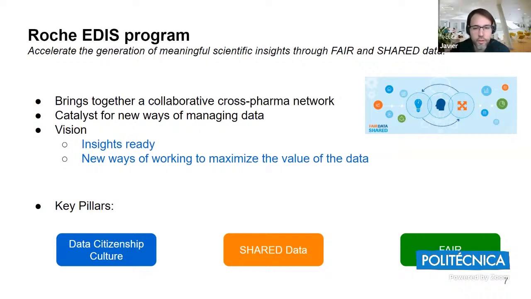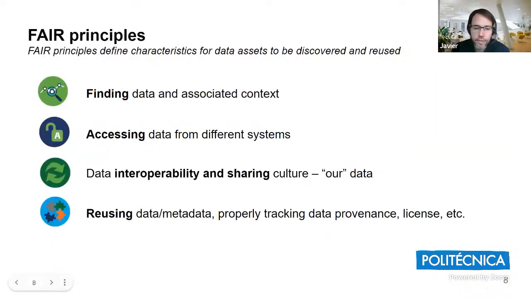And finally, the other pillar, and the most important for us, is FAIR data. FAIR data, maybe we don't need to introduce too much in this community. FAIR data is an acronym of characteristics that the data has to have in order to have good quality and be ready to use for data science. And this is what we want. The data has to be findable, accessible, interoperable, and reusable.